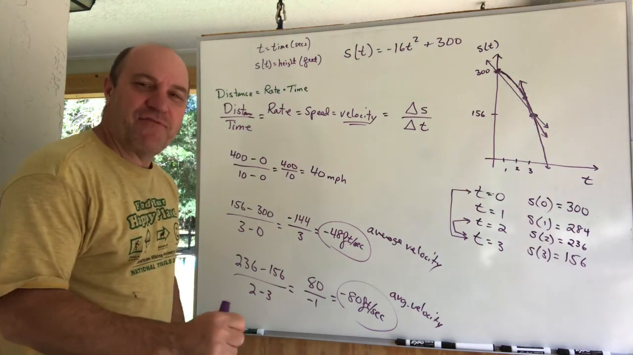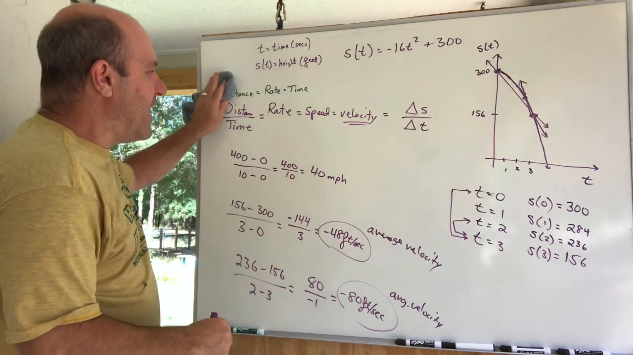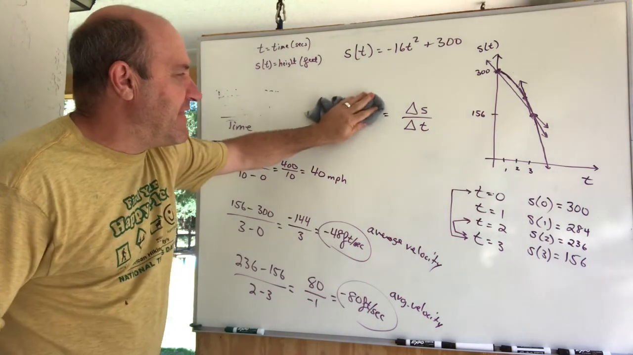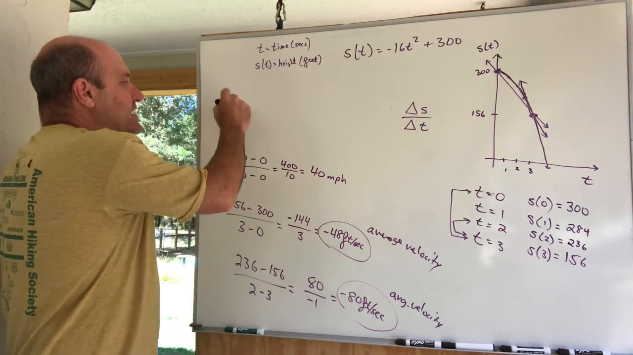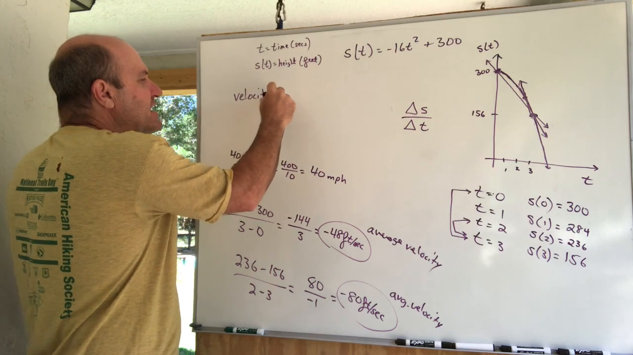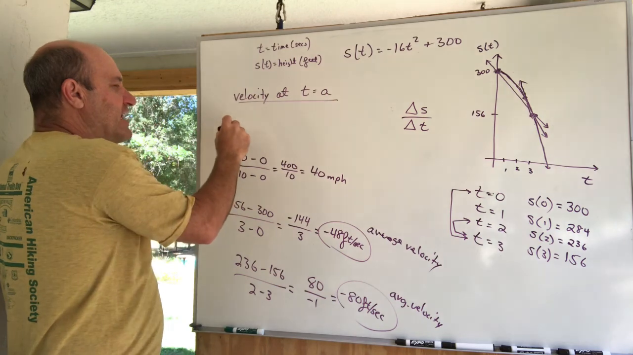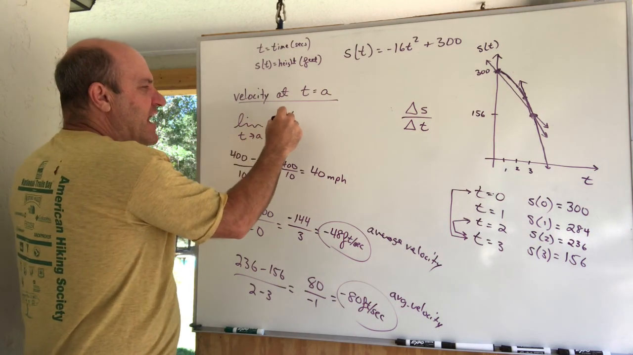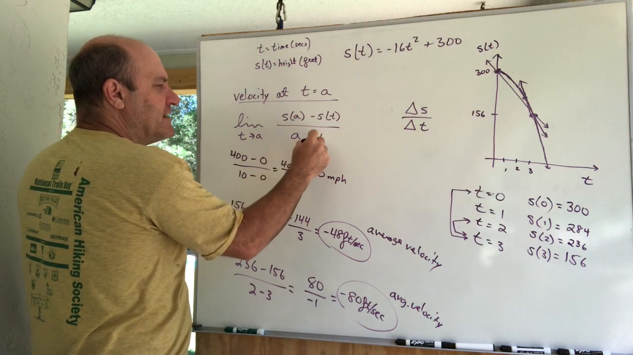All right, I'm going to erase some of this. I'm trying to find the velocity at one particular time, and that's going to involve a limit. I want to find the velocity, and our book tells us this in these problems. They say the velocity at time t equals a seconds is the limit as t approaches a of s of a minus s of t all over a minus t.